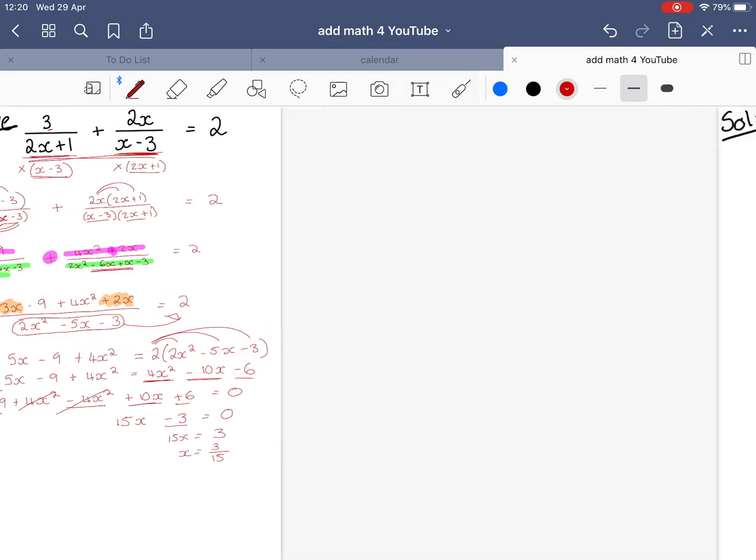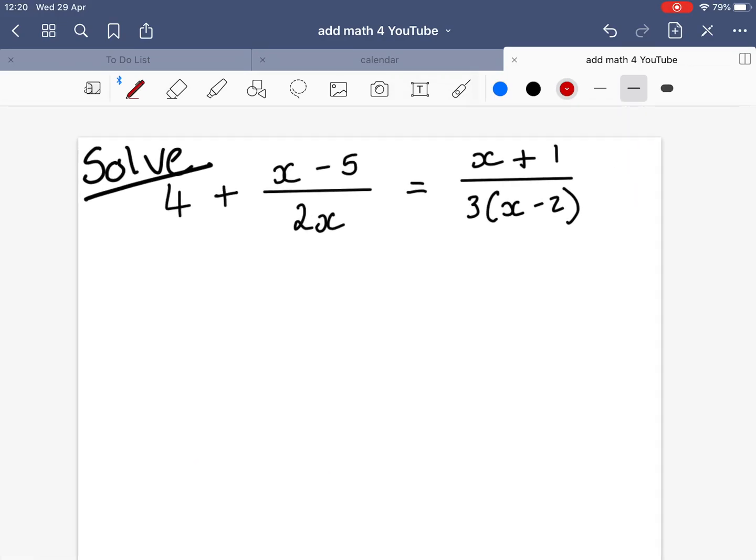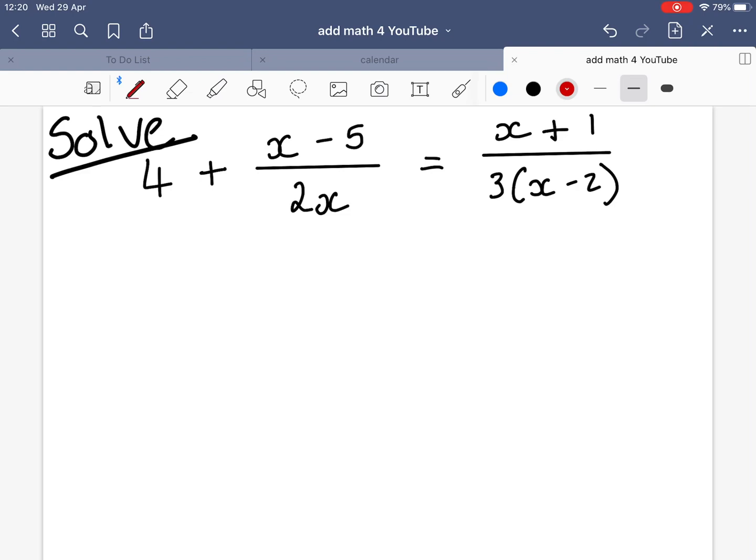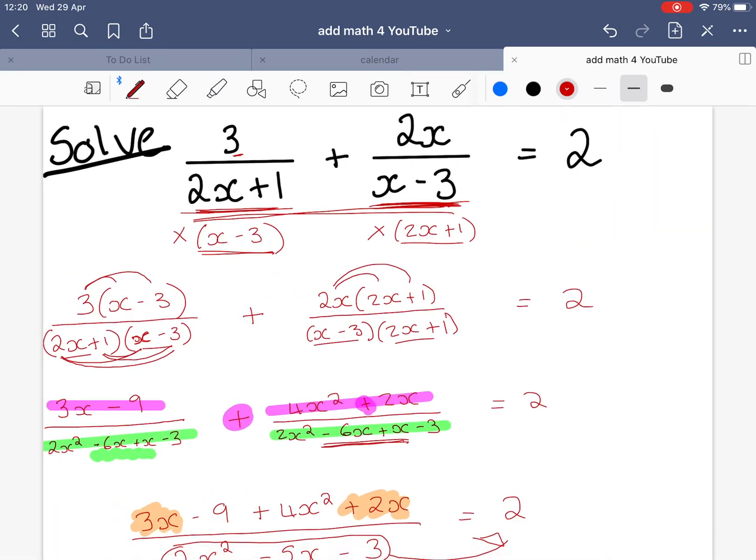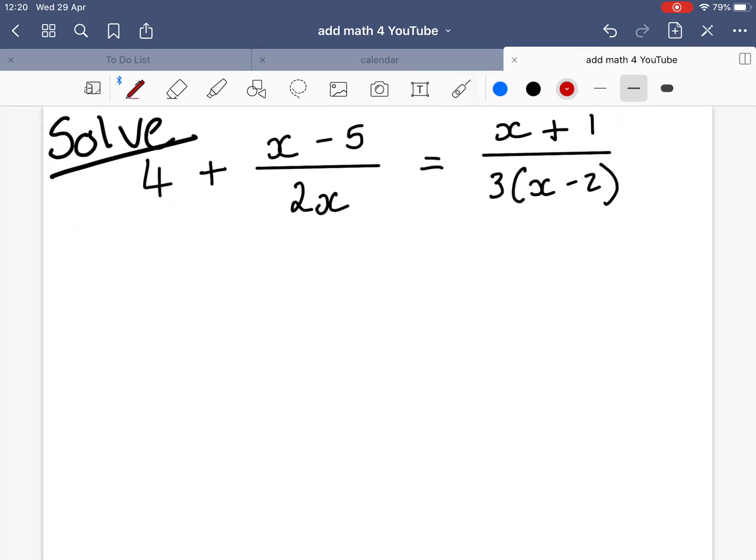It's not always that simple, but let's do another one. Okay, so in this one we've got: solve 4 plus x minus 5 over 2x equals x plus 1 over 3x minus 2. It doesn't look like the other one, because our other one started with it equal to 2. You want to rearrange it so it looks like that.